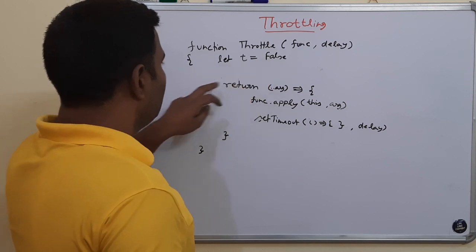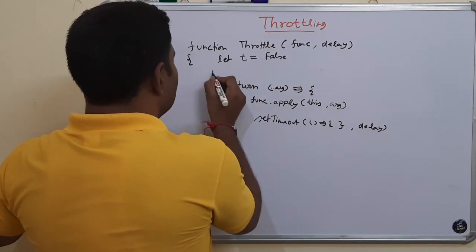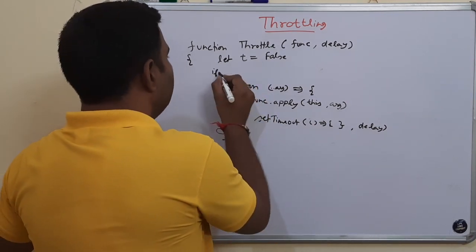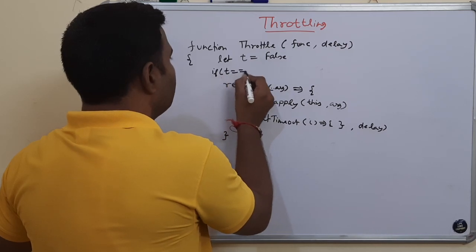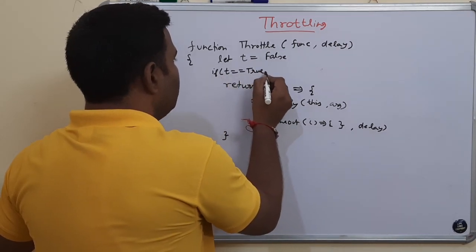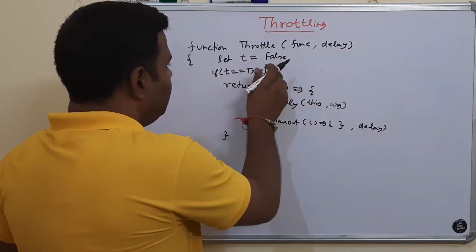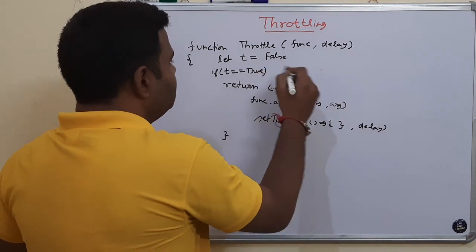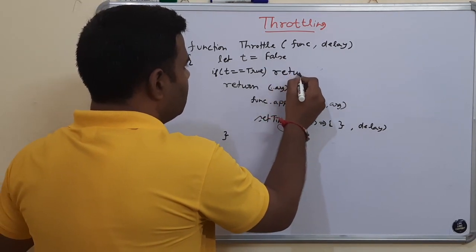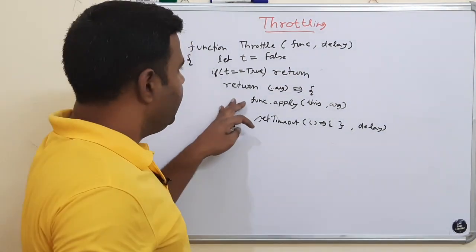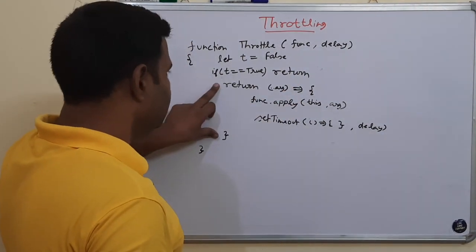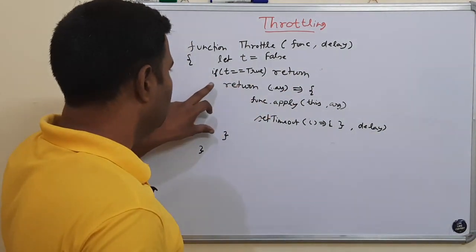Now if this is equal to true, then only we will return this. Otherwise, we'll just simply return if t equals true, right? Then only then we'll just return. And else we will return this. So till this point, the logic is clear, right?